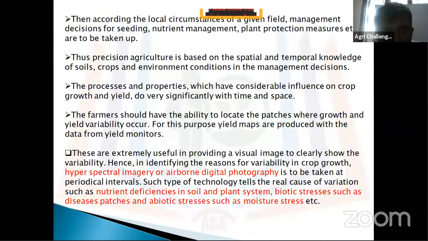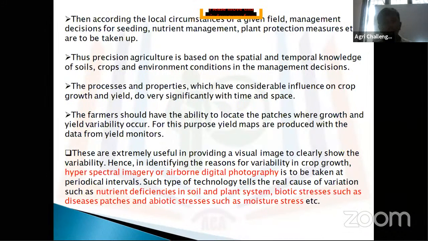Then, according to the local circumstances of a given field, many times I am telling you about your soil testing reports or fertilizer recommendation doses. Generally your university or your Department of Agriculture gives one recommendation, like 160 for cotton, for entire Andhra Pradesh or entire Rayalaseema or entire Kadapa or entire Badvel. How are they giving it? They collect some samples of that mandal randomly and based on that they arrive at it. Is it applicable for all fields? No, they give it blanketly.